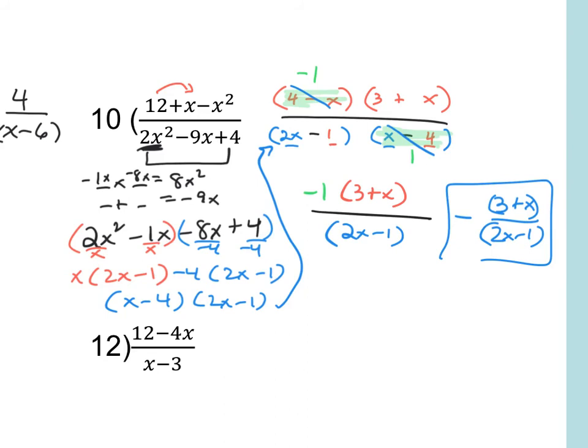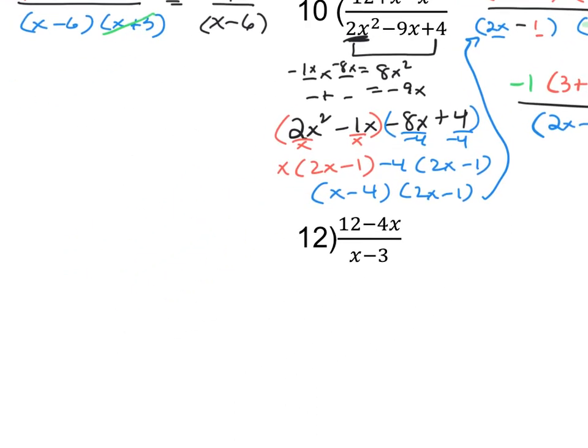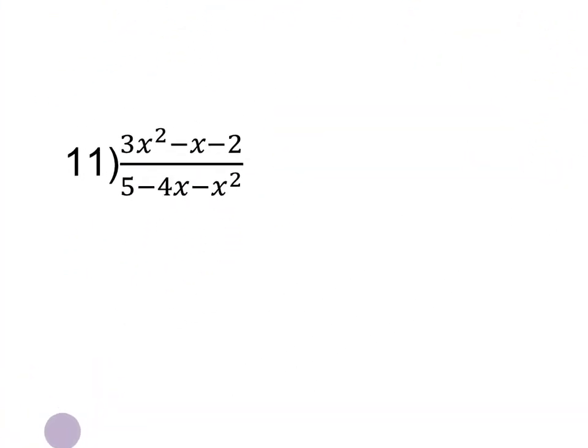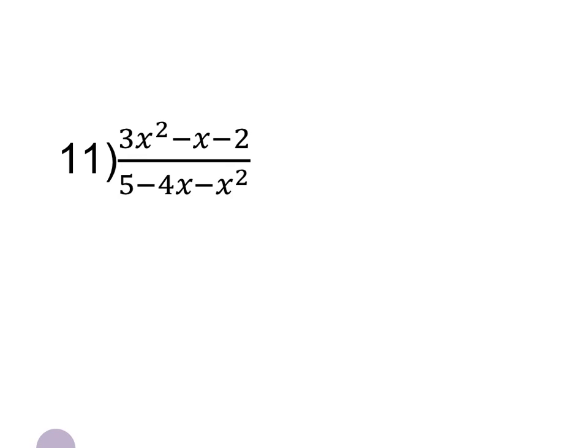Try number 11. So again, I need to factor the two trinomials. For the numerator, you can either do factor by grouping, or if you're good at guessing and testing, you could set it up.